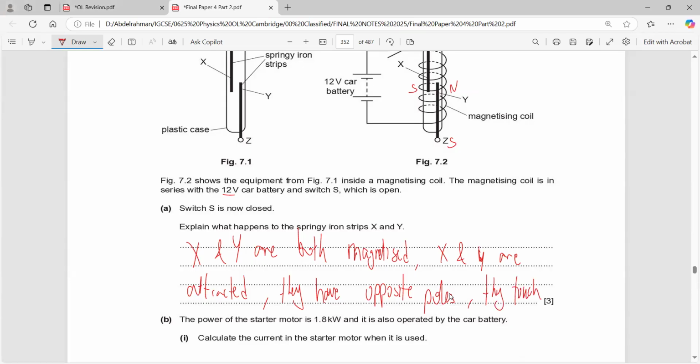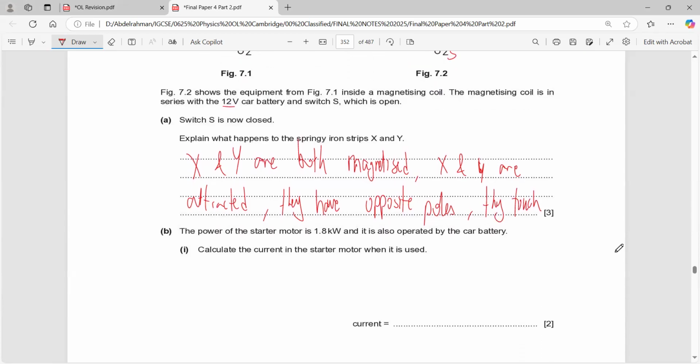They eventually touch. Why? Because they are attracted. Okay. And we will complete the circuit. Next part of the question, we will draw the circuit. The power of the starter motor is 1.8 kilowatts, which is operated by this battery.